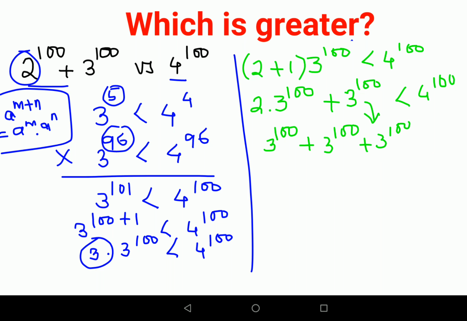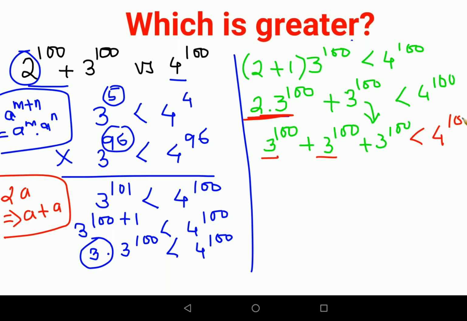Please understand, if you have got stuck or lost, 2 times of any number, see, I'll just write this: 2 times of a can be written as a plus a, right? So here also, 2 times of 3 raised to 100 is written as 3 raised to 100 plus 3 raised to 100. And obviously that is smaller than 4 raised to 100.